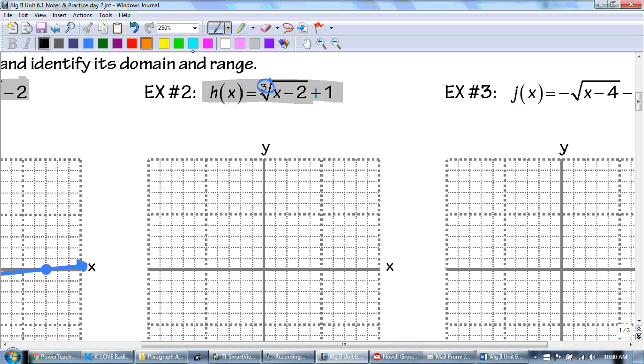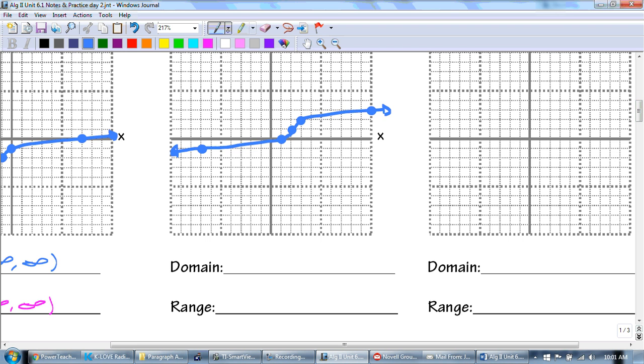Okay, so I always need to write down my initial point, which is 2, 1. So at 2, 1 is where I'm starting. Up 1, right 1, up 2, right 8, down 1, left 1, down 2, left 8. Up 1, 2, 3, 4, 5, 6, 7, 8. There it is. Okay. And then we're going to make our S. And then our domain, our x values, -infinity to +infinity. Our range, -infinity to +infinity.